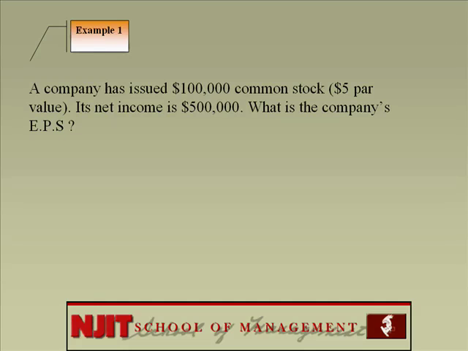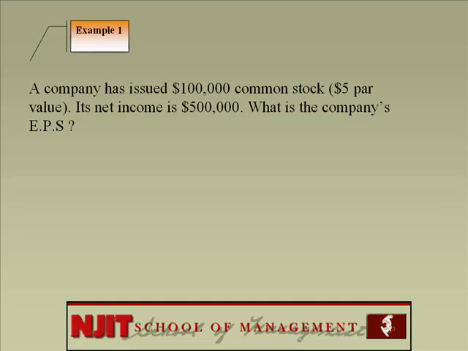Are you done? Let's restart. The net income is $500,000. The company issued 100,000 of common stock. The price determined was $5.